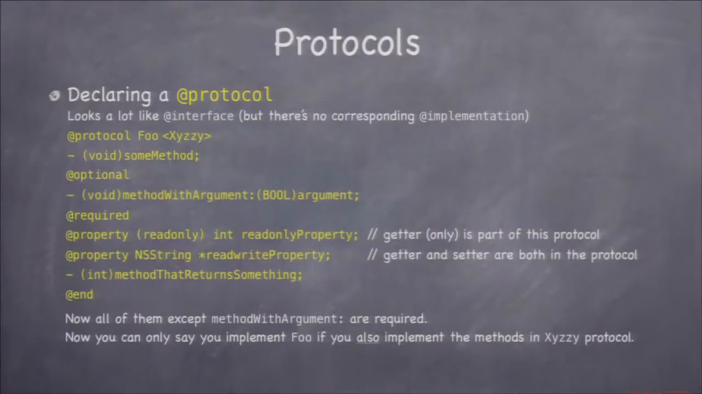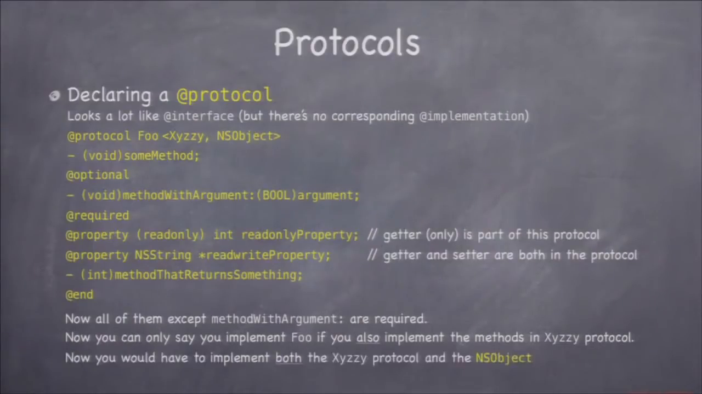Now you see how I've added XYZZY in angle brackets after protocol Foo there. So what that says is if you want to say you implement protocol Foo, you also have to implement all the required methods of protocol XYZZY, whatever that is. So it's basically a way of kind of like a super protocol. It's not inheritance or anything, but it just adds to the methods that are required by a protocol. And in fact, you can have multiple ones. So here the protocol is now requiring you implement the XYZZY protocol and a protocol called NSObject.